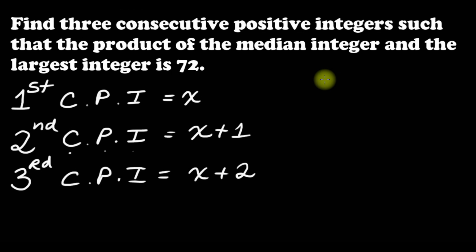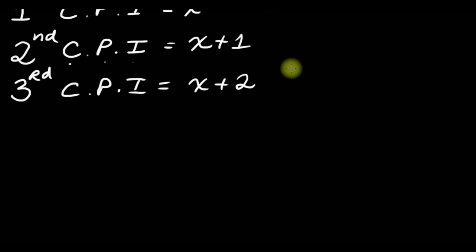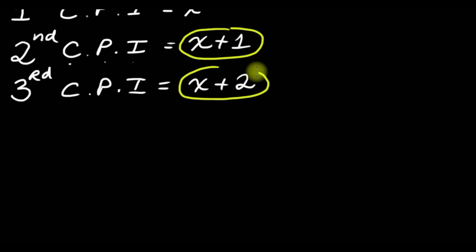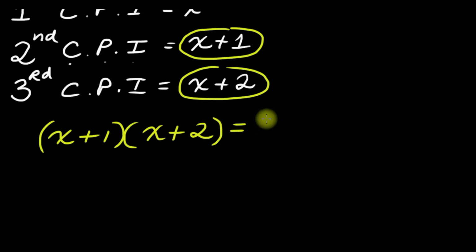So now we can go ahead and set up an equation because we know that the product of the median integer and the largest integer is 72. Product means multiply. So we're going to take x plus 1 because that's the middle one, and then x plus 2 because that's the largest one. When we multiply those two numbers, x plus 1 times x plus 2, we get 72. So now we have an equation that we can use to find out what x is.